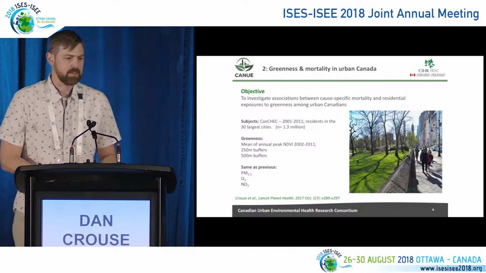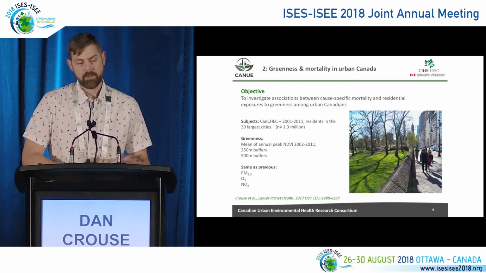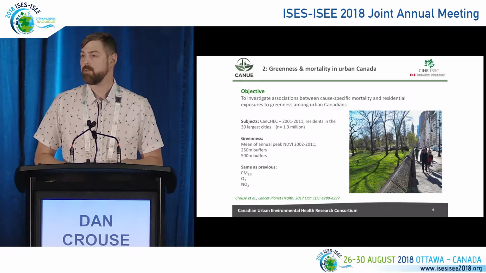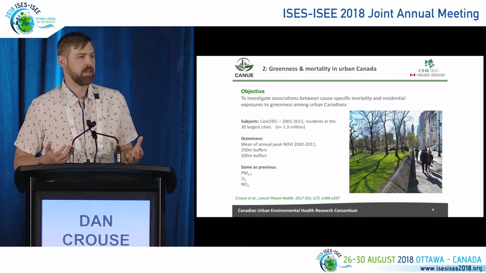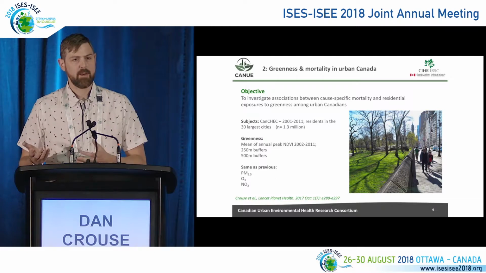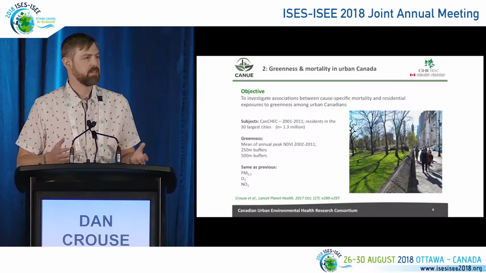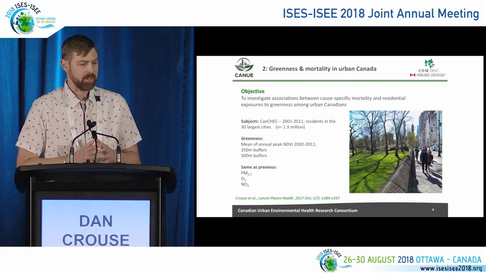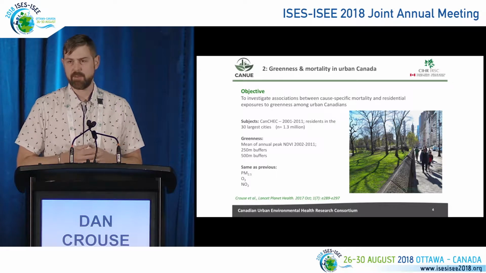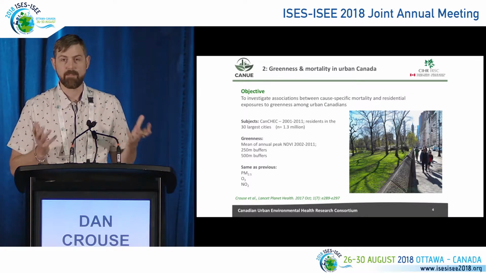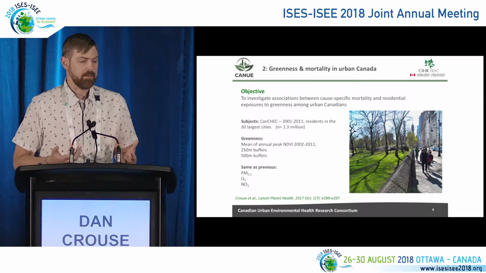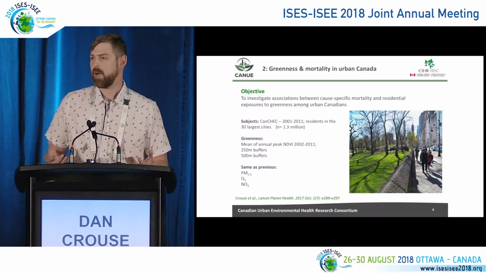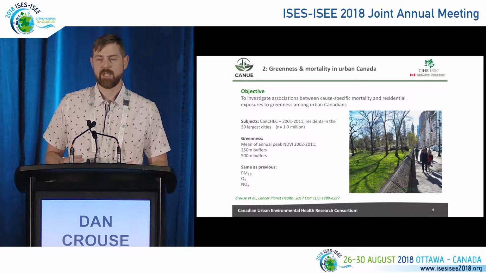This is another study that was published last fall. The last study used the 1991 CanCHEC; this one used the 2001 CanCHEC, so that's the respondents to the 2001 census. Here I wanted to look at associations between residential greenness and cause-specific mortality. In this case, I restricted the study to urban Canadians, people living in the 30 biggest cities in Canada. You can see the sample size is almost 1.5 million people, so it's a really big study. Our main estimate of exposure was NDVI, the normalized difference vegetation index, a satellite-derived measure of the presence of green vegetation on the ground.